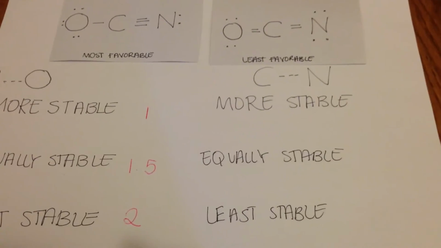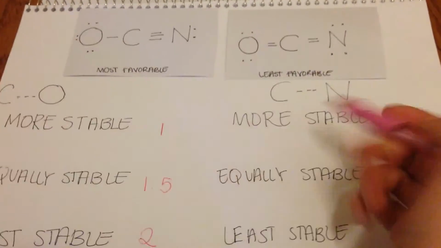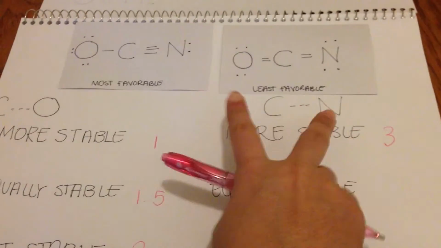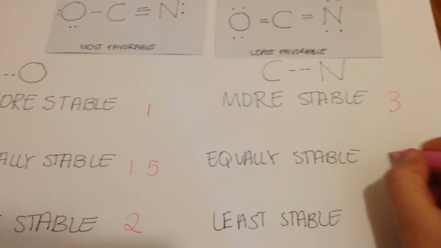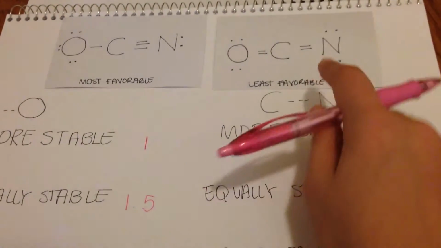Okay, and for the CN bond, for the most stable one, it's 3. If they were to be equally stable, this is 3 and this is 2, that's 5. Divided by 2, it's 2.5. And for the least stable one, it's 2.